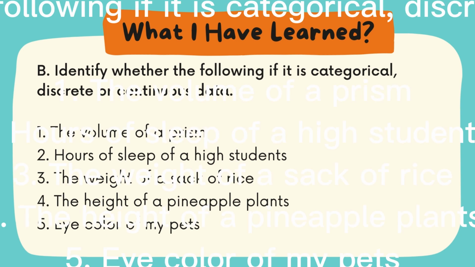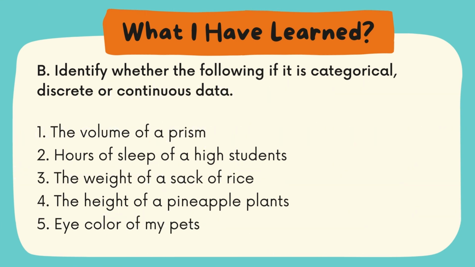B. Identify whether the following is categorical, discrete, or continuous data. 1. The volume of a prism. 2. Hours of sleep of high school students. 3. The weight of a sack of rice. 4. The height of pineapple plants. 5. Eye color of my pets.